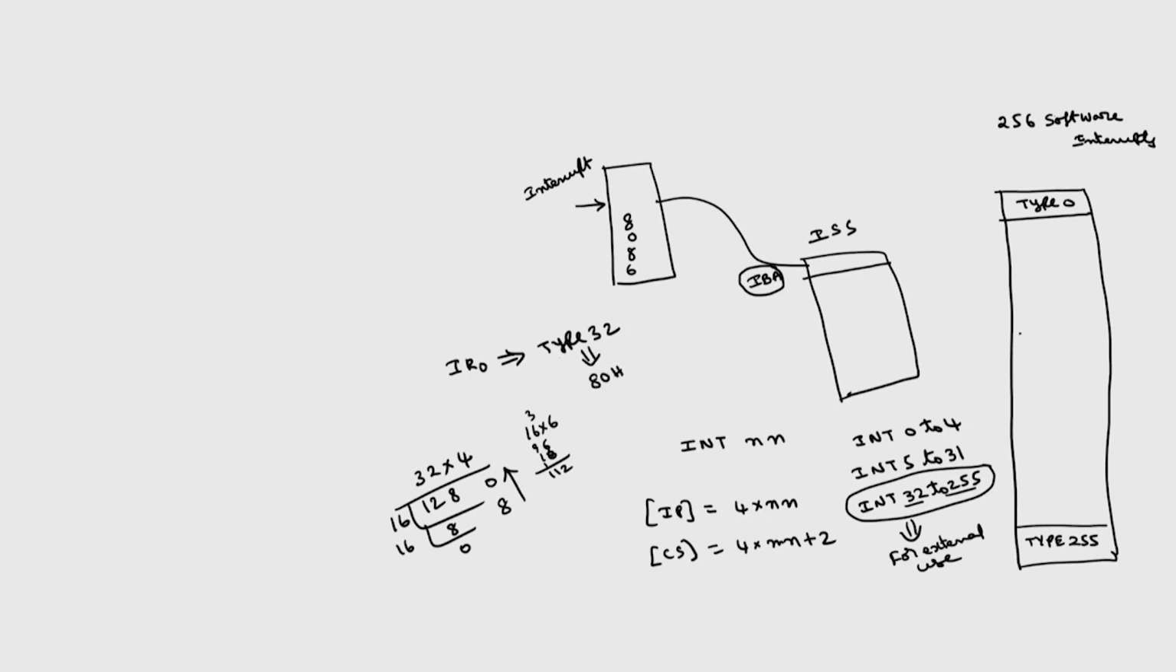So at 00080H and 00081H you have to store IP, and at 00082H and 00083H you have to store CS. Then you have to jump to the corresponding address. So here the IP values will be there, and here the CS values will be there. Using these IP and CS values it will compute the interrupt branch address.